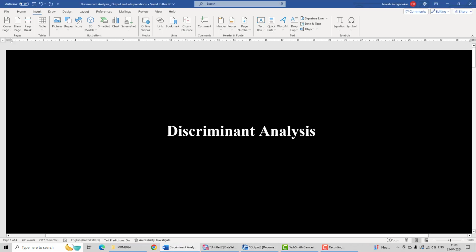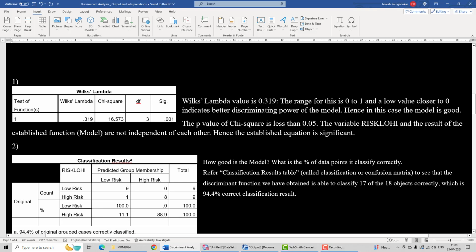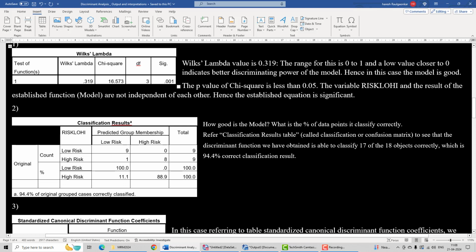So the first is the Wilks lambda. So if you see, the Wilks lambda is 0.319, and Wilks lambda value basically can range from 0 to 1. A low value closer to 0 indicates better discriminating power of the model. Hence in this case the model is good on this parameter, right?